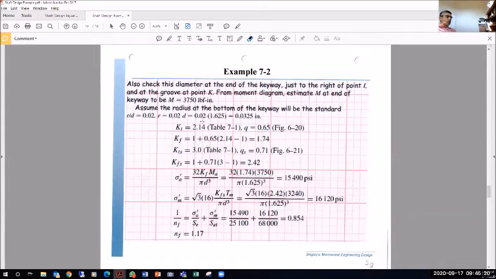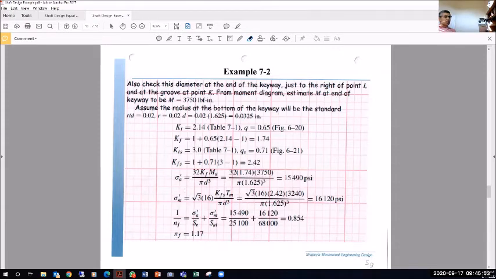Again, for the first iteration, I'm using table 7.1, and I get a KT of 2.14. And I can calculate Q. I get a 0.65, so this brings KF down to 1.74. From table 7.1, KTS is 3. I'm using my notch sensitivity to calculate KFS, it's 2.42.